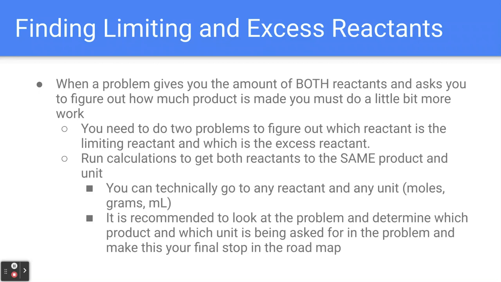Let's say that the problem was asking for grams of copper. So in that case, you would want to run both of those problems to grams of copper. So let's say we are starting with grams of A. You would want to go from grams of A to moles of B to moles of copper to grams of copper. And then let's say we're given grams of B. You would do grams of B to moles of copper to grams of copper. So you always want to end at that same point. I would recommend looking in the problem, figuring out which substance we want to get to and what units we want that to be in.